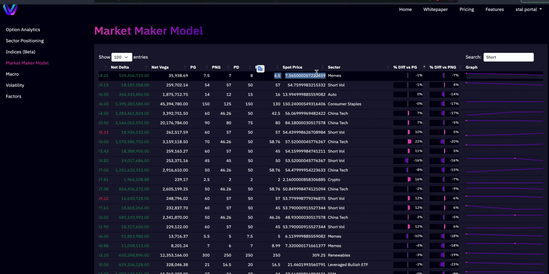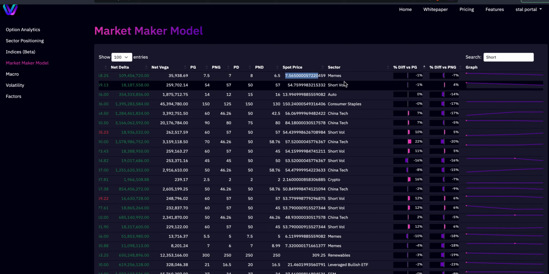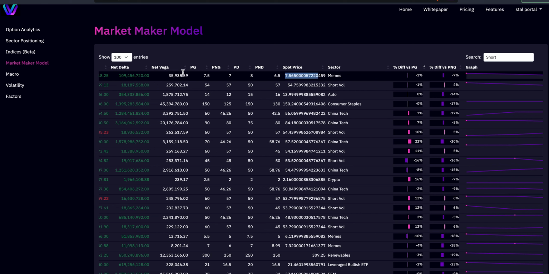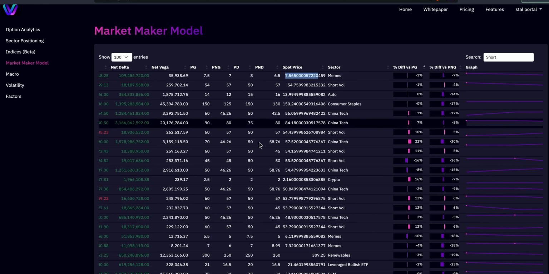So where is major positioning? Just as a quick screen, is spot price above peak gamma or is it at the same level? Or yeah, it is above. PNG is below as well, so that's okay. That would meet your criteria. You wouldn't even need to look at that there because you can just see this here. If this is negative, then you already know that that is the case.